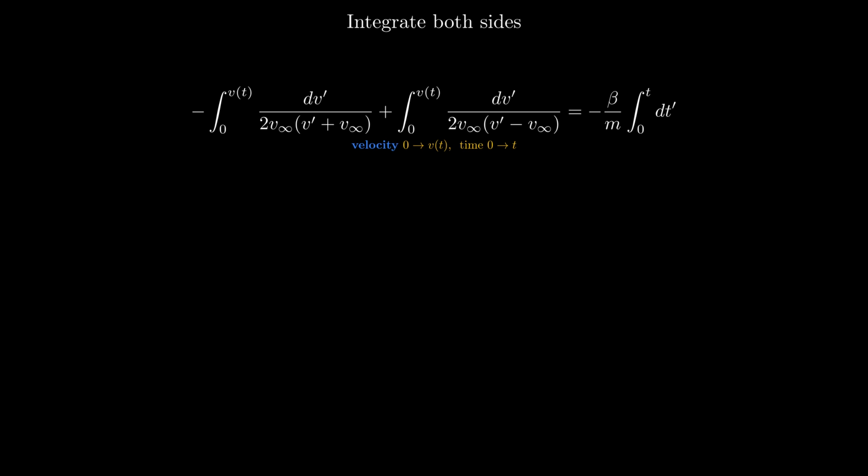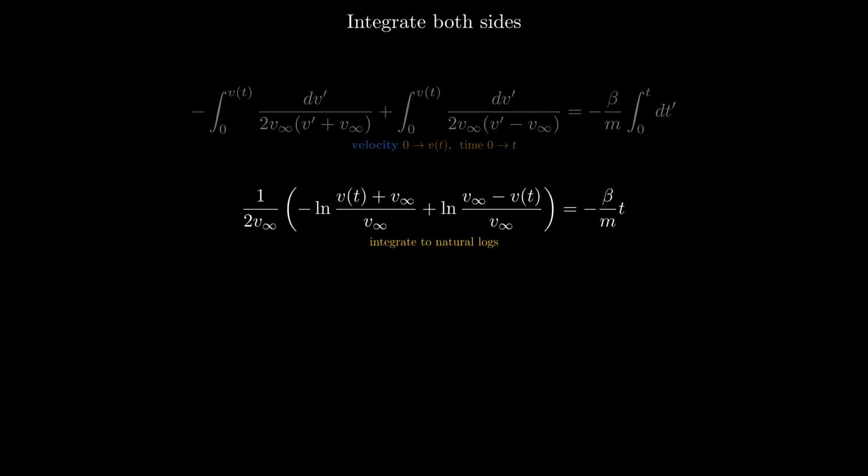The left side integrates to natural logarithms. Carrying out the integration yields 1 over 2 v infinity times the following: minus the natural log of the quantity v of t plus v infinity over v infinity, plus the natural log of the quantity v infinity minus v of t over v infinity. All of this equals minus beta over m times t.